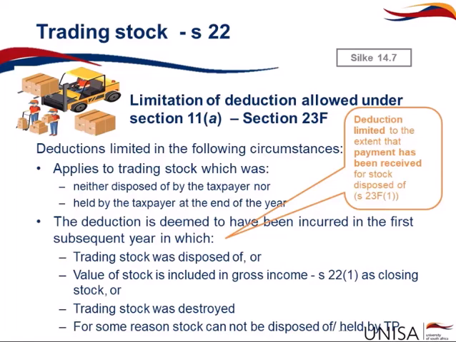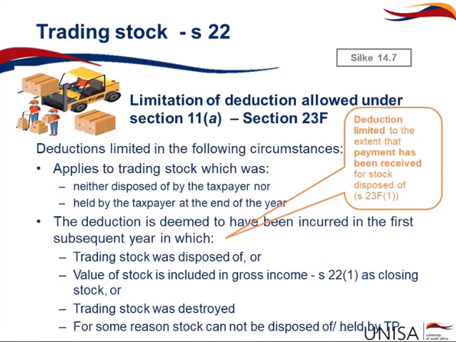The deduction is deemed to have been incurred in the first subsequent year in which the trading stock was disposed of. So once we actually issue the invoice, for argument's sake, the value of the stock is included in gross income. Trading stock was destroyed, or for some reason we cannot dispose of or hold the trading stock by the taxpayer. The deduction is limited to the extent that payment has been received for stock disposed of, and that's in terms of Section 23F1.